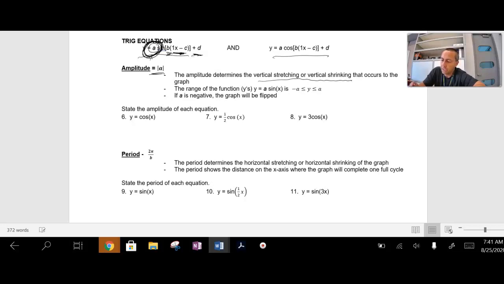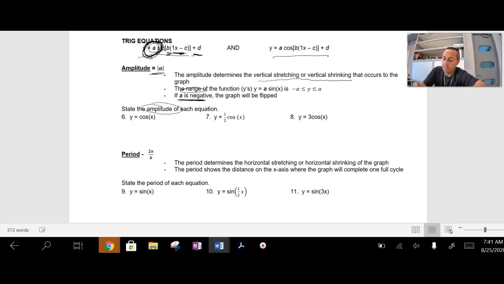Vertical stretching or shrinking. It's going to give us the range, being our Y values that we're going to hit. So from +1 to -1 if our amplitude is a 1. And then we talked on that last problem on the front page, if A is a negative, the graph's going to be flipped. So this is as easy as it gets right now. It's going to take us about 5 seconds.